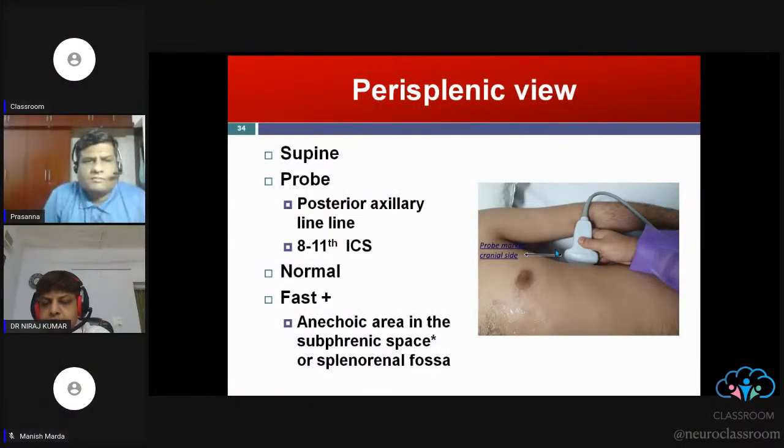So remember, on the right side there was a liver, and here there is a spleen. The liver is a very good acoustic window, so obtaining the right side image is easier compared to the left side image. We have a video for a FAST positive examination.